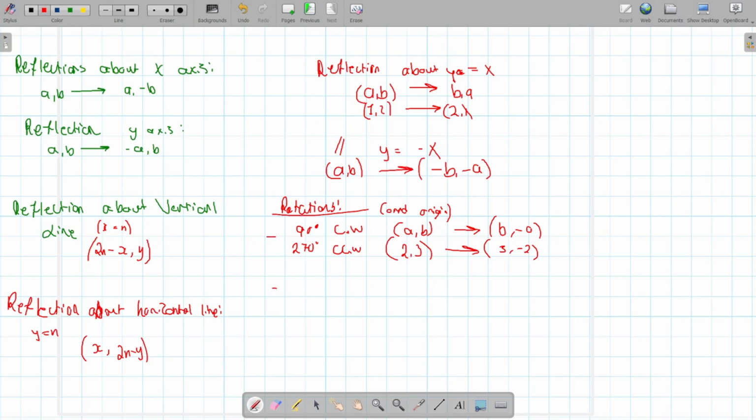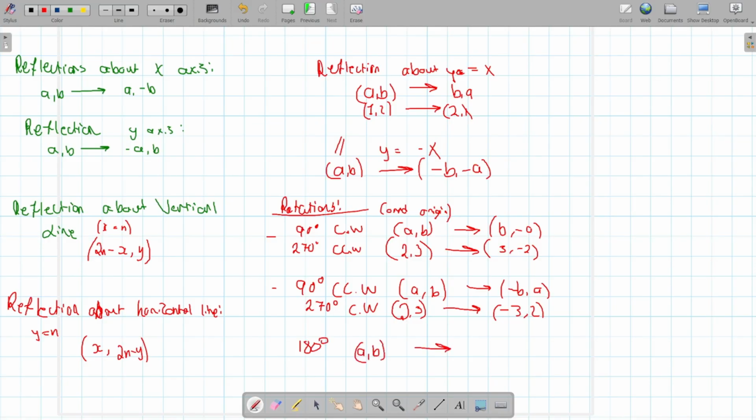The next one is 90 degrees counterclockwise, which is the same as 270 degrees clockwise. It goes from a comma b to minus b comma a. So any point 2, 3 would go to minus 3, 2. And then you have the 180 degrees, where it goes from a comma b to minus a comma minus b. So any point 2, 3 would go to minus 2, minus 3. These are the rotations around the origin.